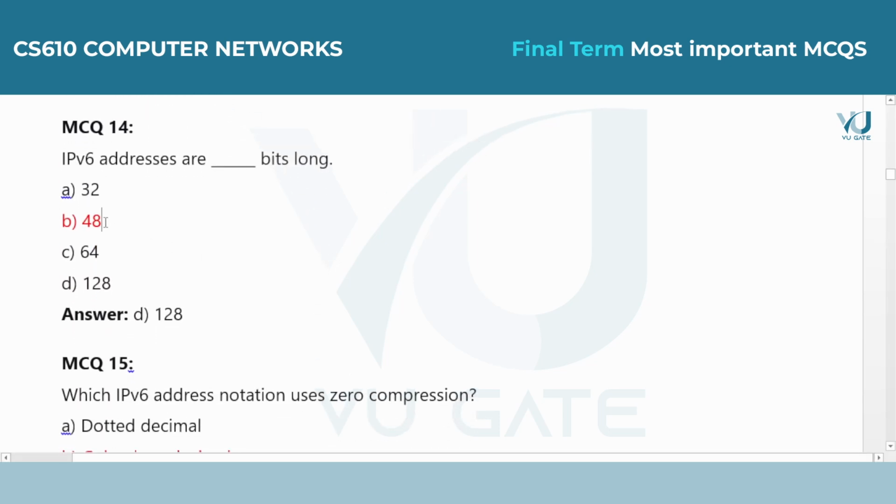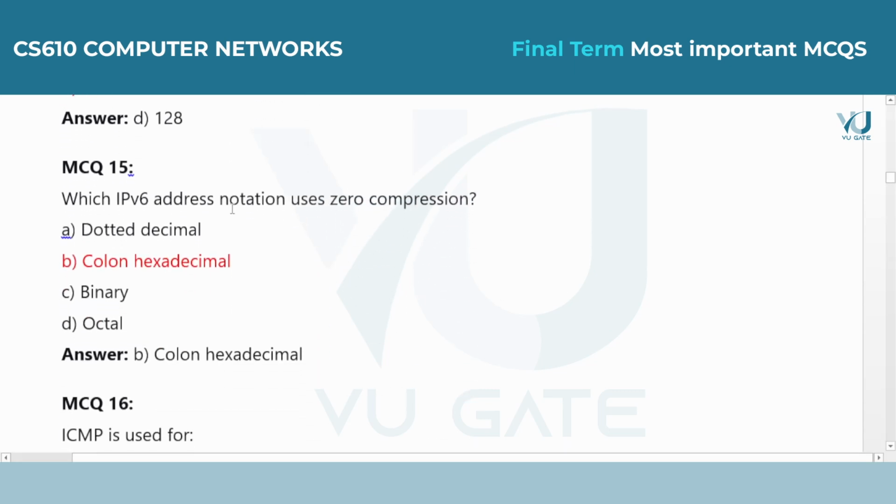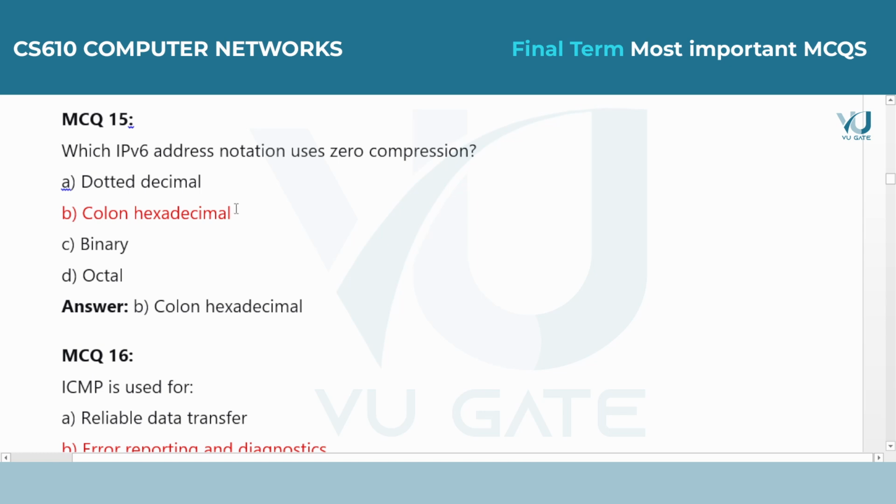Answer: D, 128. Concept: IPv6 provides a massive address space compared to the IPv4 32-bit system, ensuring we never run out of unique IP addresses. MCQ 15. Which IPv6 address notation uses zero compression? Answer: B, hexadecimal. Concept: zero compression allows long strings of zeros in an IPv6 address to be replaced by double colons, to make the address easier to read and write.